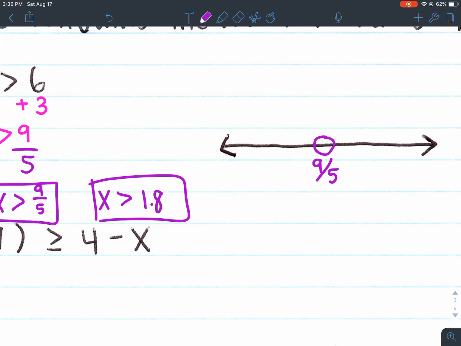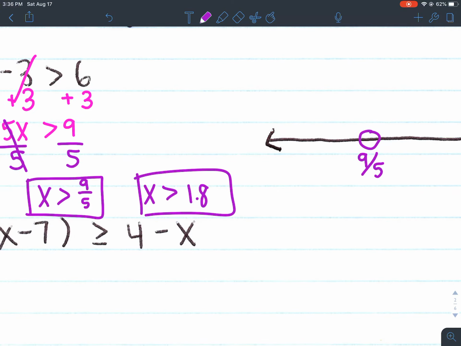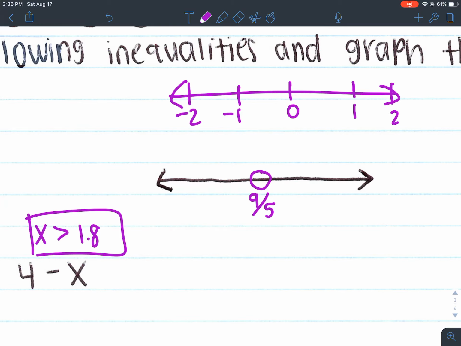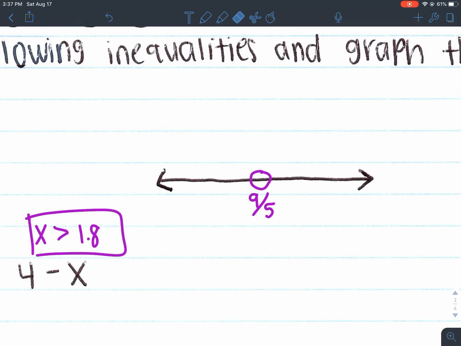Now, x is greater than 9 over 5. So x is bigger than 9 over 5. So where are the numbers greater than 9 over 5? Are they going to be located to the left of the line or the right of the line? They're going to be located on the right of the line, right? So if we think about our number line, we have 0, 1, -1, -2, 2, right? All the numbers that are big are on the right side. So if you want something greater than, you're always going to shade to the right.